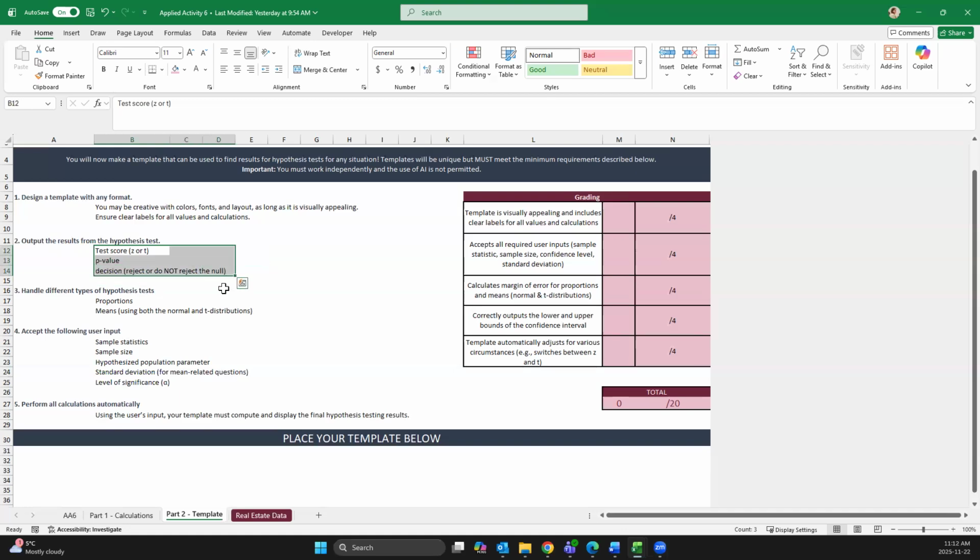Again, there's many, many ways you could do this, and there's no one right answer, but you might need to use if statements and VLOOKUPs in order to be able to get these to populate automatically. Whenever the user inputs this information, you need to be able to output this information for them.